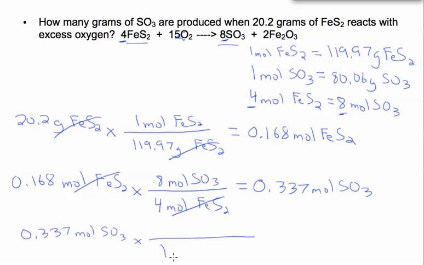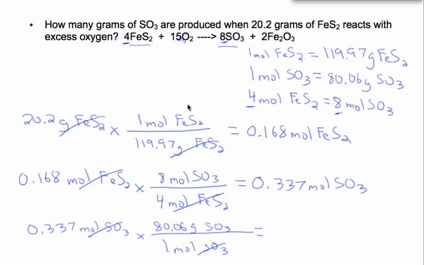And the last step is to turn that moles into grams. So we know we have 1 mole of SO3 equals 80.06 grams of SO3. And moles cancel out. And you get 26.9603. So when we look back at significant figures, we have 3, 5, and 4. So when we round our answer to have 3 significant figures, we get 27.0 grams of SO3.